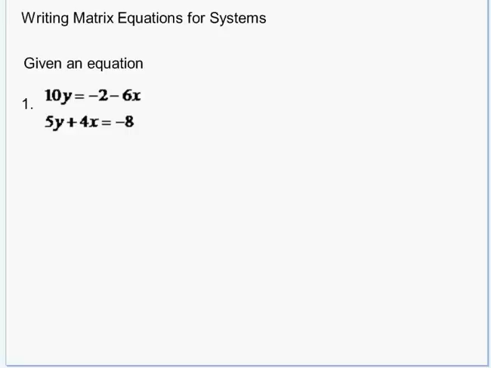Okay, so we're going to be writing matrix equations for systems today. On our first example, we're going to be given a system of equations and we're going to write it as a matrix. Before we do that, we have to make sure these are both in standard form. So in the first equation, we just bring that 6x over here. So we'd have 6x plus 10y is going to equal -2.